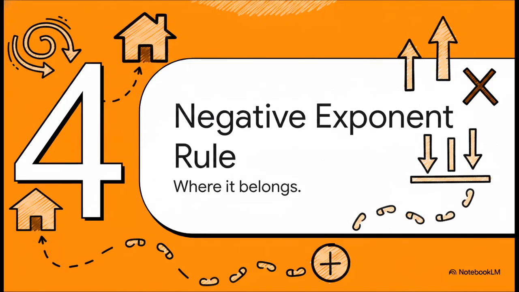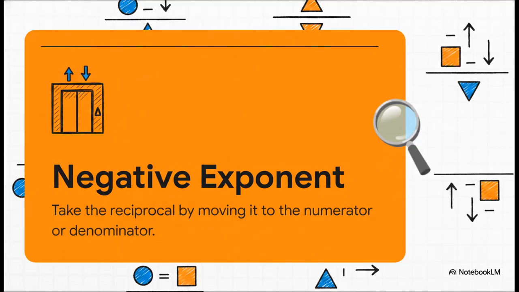Section 4, the Negative Exponent Rule. Finding where the number belongs. All right, now we're stepping up to the negative exponent rule. And here's the secret.